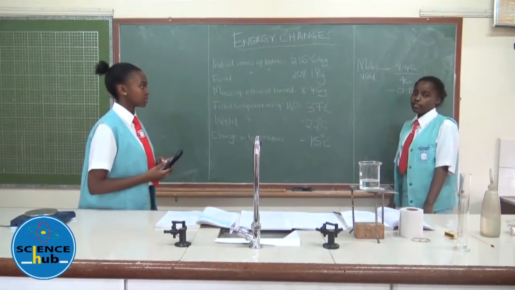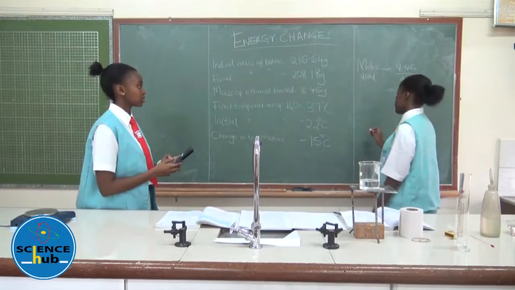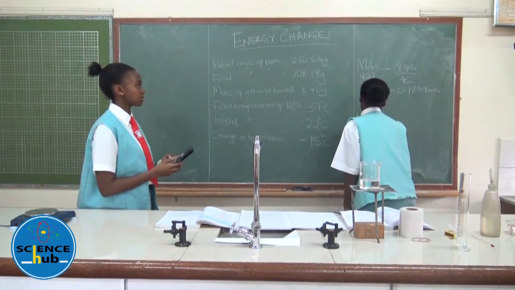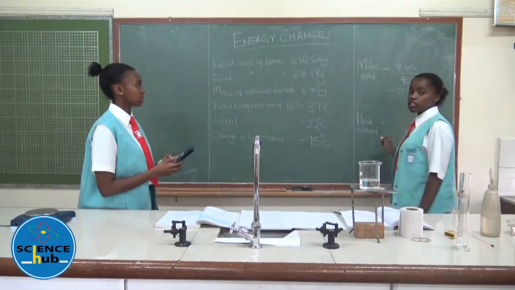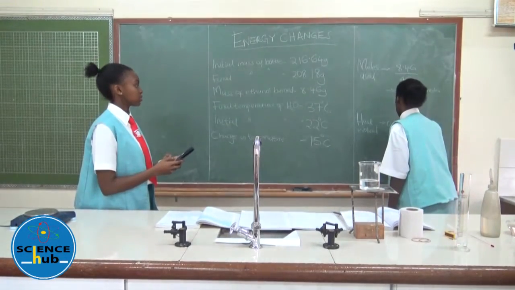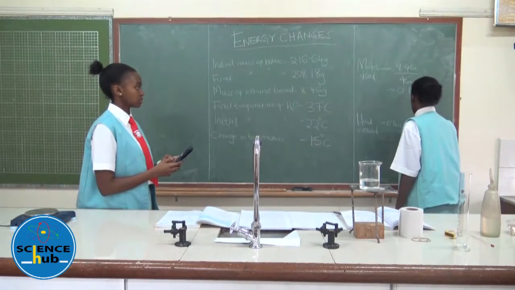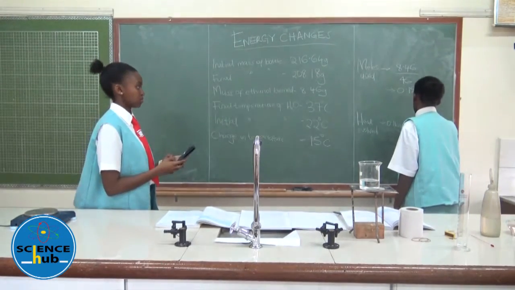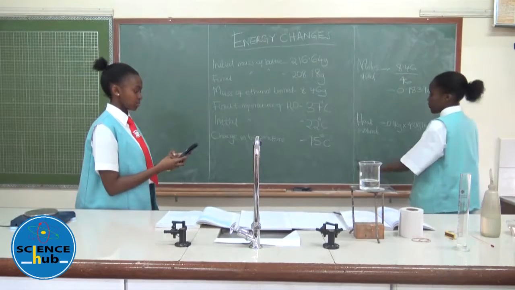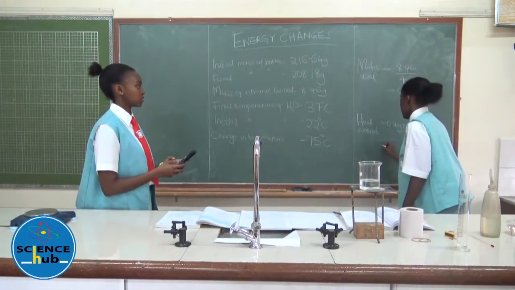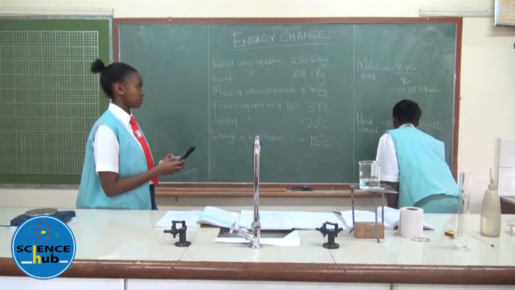Next, we're going to work out the heat evolved when ethanol was being used. As we said before in previous discussion, heat evolved is the mass of the solution, which is 0.1 kilograms, times the specific heat capacity, which is 4.2 kilojoules per kilogram, times the change in temperature of the experiment, which is 15. We get 6.3 kilojoules.